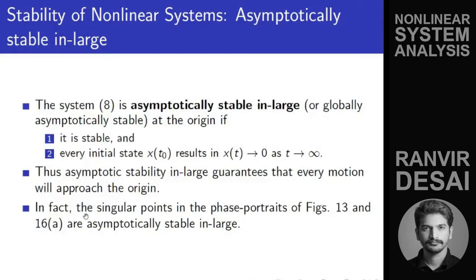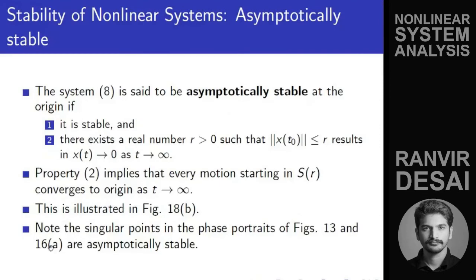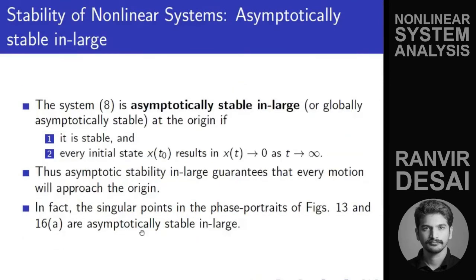In fact, the singular points in the phase portraits 13 and 16a, which we just saw were asymptotically stable, are also asymptotically stable in large. They are globally stable, so you don't need to worry about their local stability. So you have understood these three definitions in words and graphically. We have seen them in the graphic representation also.